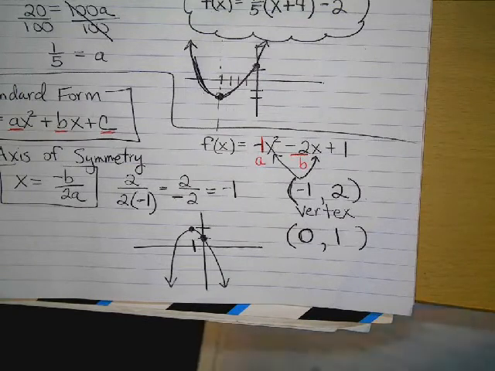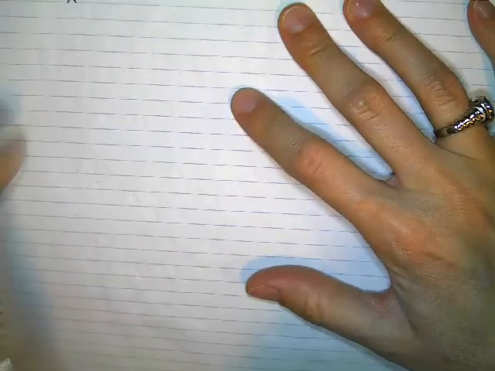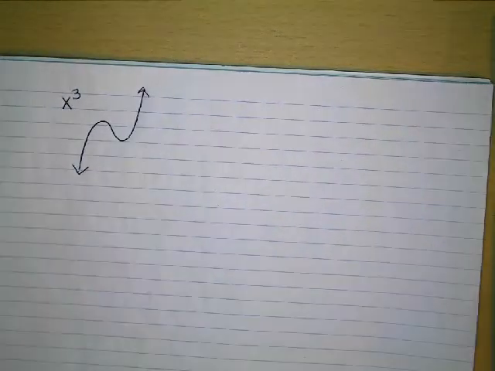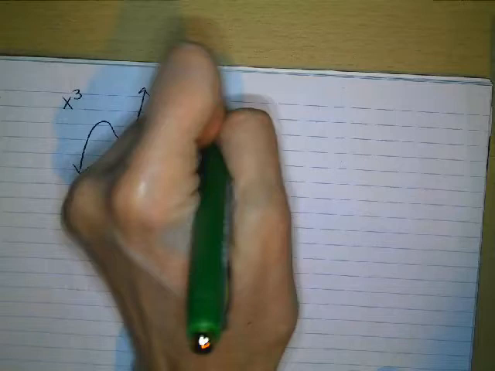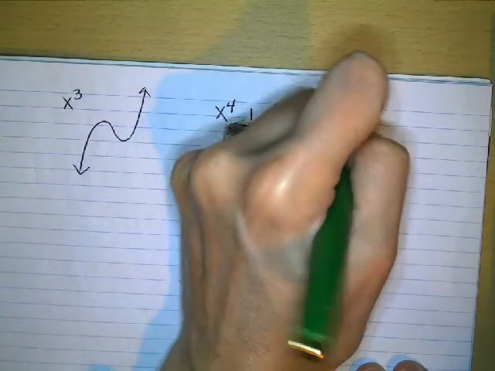Alright, so that covers lesson 3.1, and then lesson 3.2 goes into polynomial functions. It goes into graphs that are like x to the third power or x to the fourth power. And x to the third power graphs look like that. X to the fourth power graphs look like this.